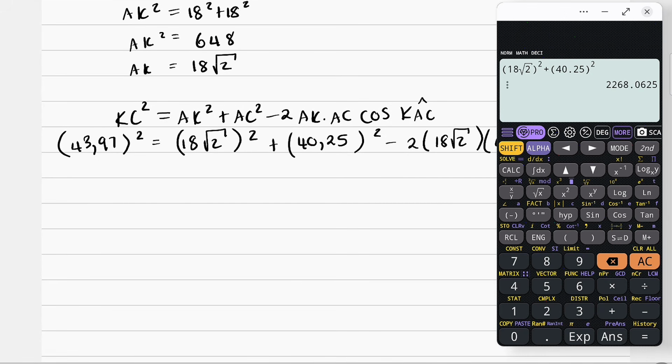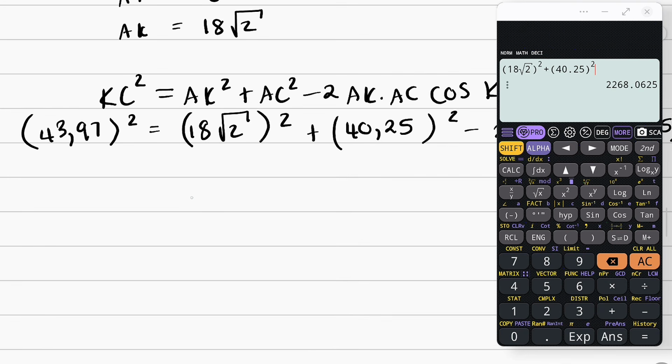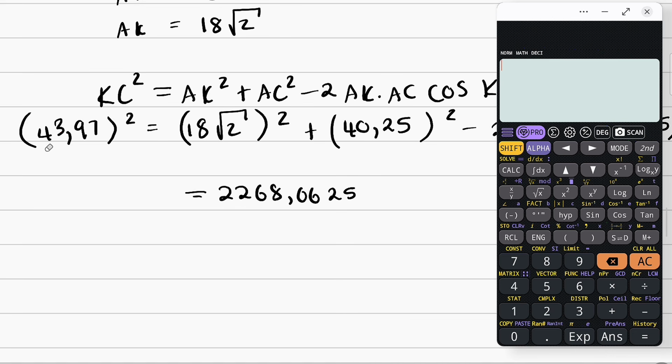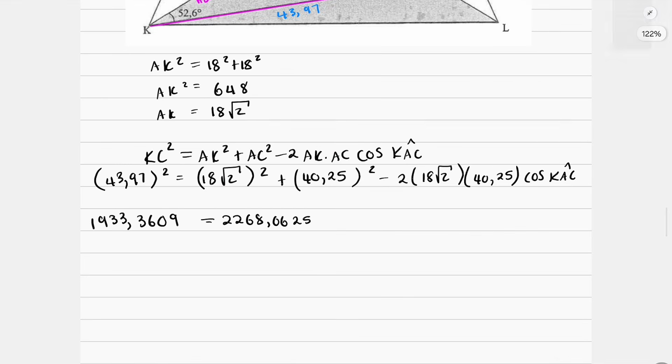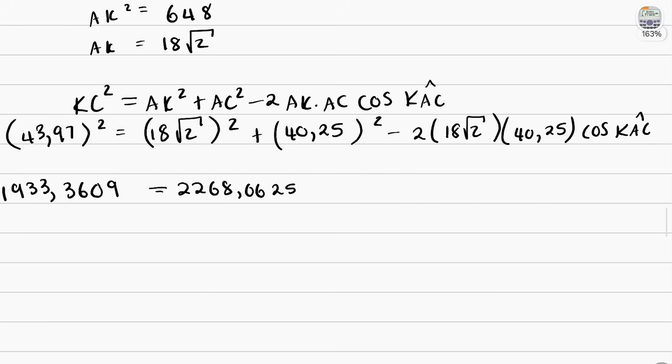Okay, and this is what we get, and I'm not going to round off. So I'll leave it as 2,268.0625, and then I'm going to get this one. So if you say 43.97 and you square that, what do we get? We get 1933.3609. Okay, so like that, and then we need to just get all of that.